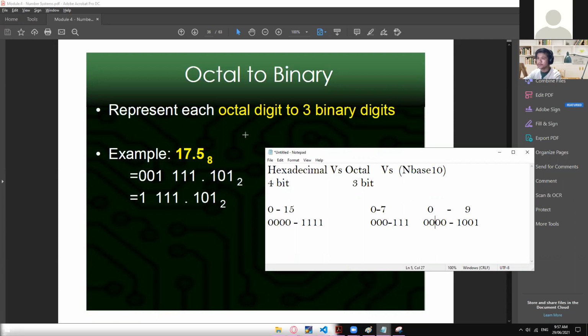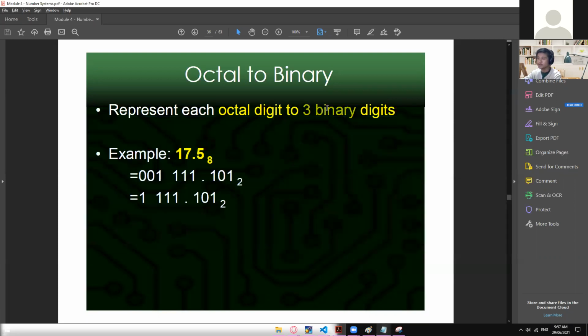Again, that's the reason why we have to group this one every 3 bits only. So 3-bit, 3-bit, 3-bit, and then 3-bit. So 5 is 101, 7 is 111, and then 1 is 001. Then again, you can remove this 0 to have a shorter answer. And then don't forget the base 2. It's an indicator that I have already converted this octal into binary.